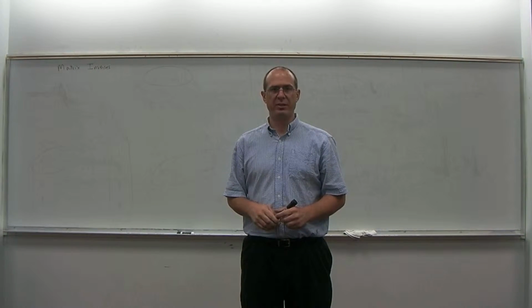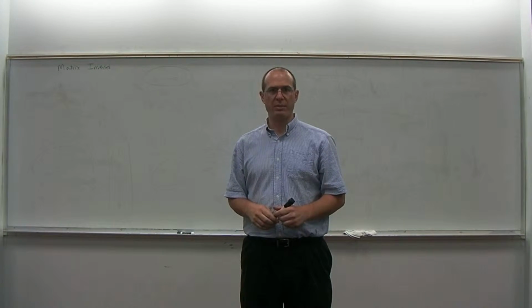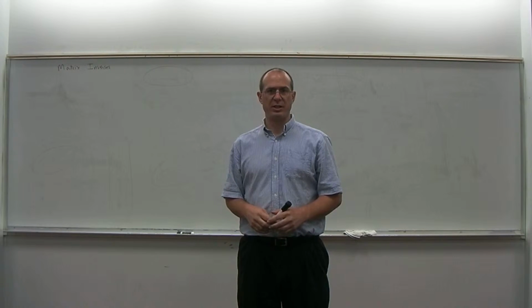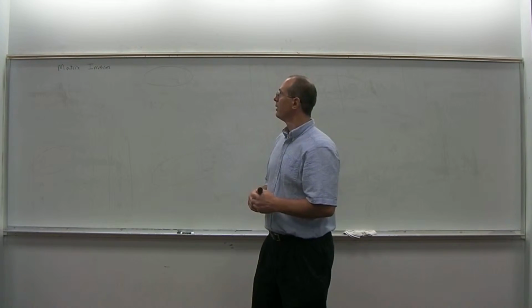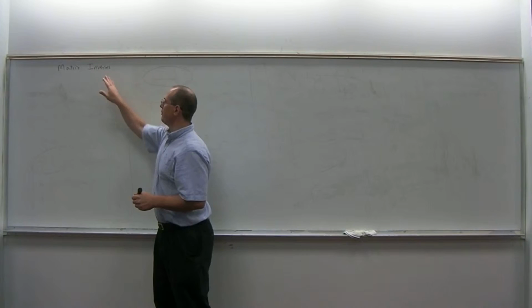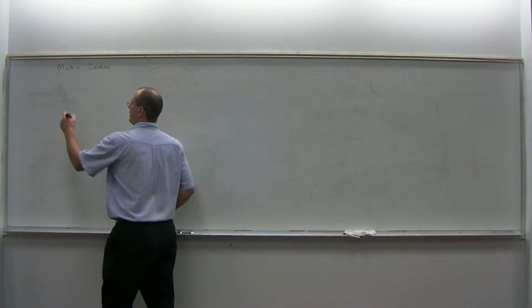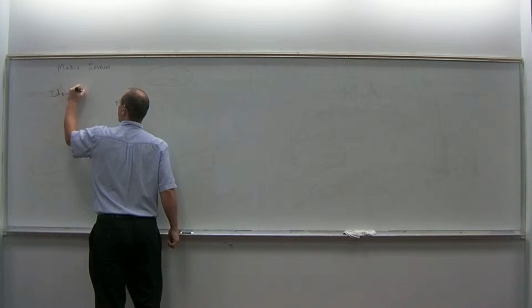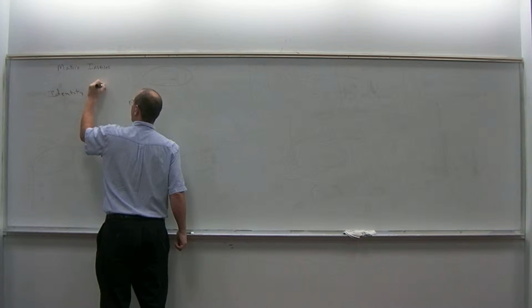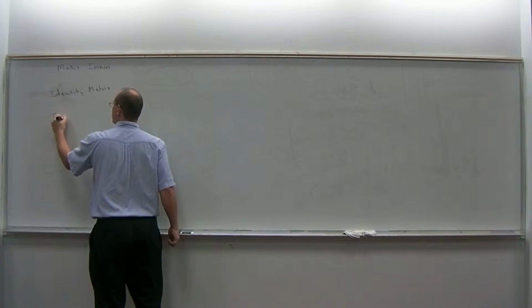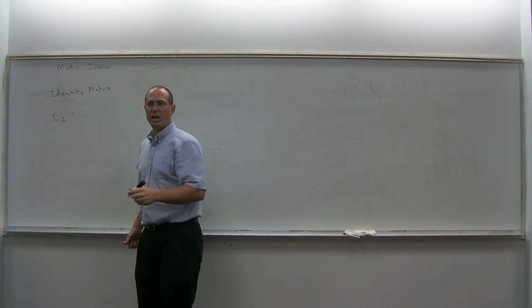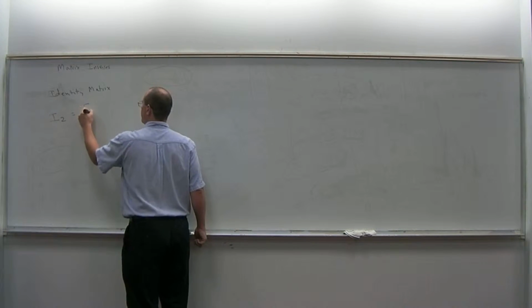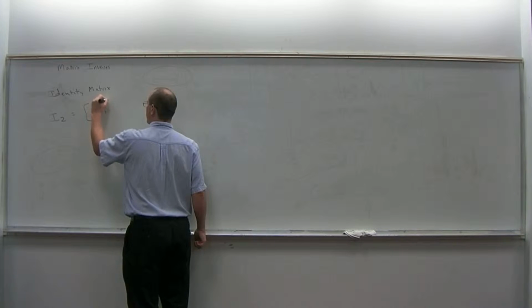Hi, I'm Dr. Incognito. In this video, we're going to talk about finding the inverse of a matrix. So in order to talk about matrix inverses, we should begin by talking about the identity matrix. The 2 by 2 identity matrix, which I'll call I2, is the matrix 1, 0, 0, 1.